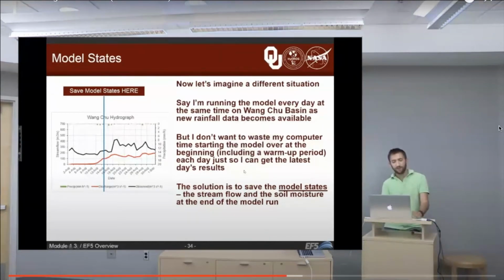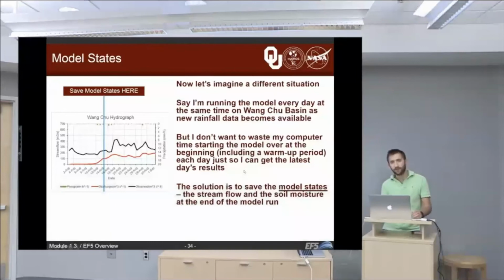Imagine a different situation. Let's say that I'm in an operational forecast center and I'm running the model every day at the same time, every day at 7 or 8 a.m., on Wangchu Basin when new rainfall data becomes available, whether from the satellite, from a rain gauge or whatever. But I don't want to waste my computer time starting the model over at the beginning and running through that warm-up every single day. Now, I know for this example, EF5 was really fast, but let's imagine that we're running the model over all of Asia, and it takes a day to run for just an hour.